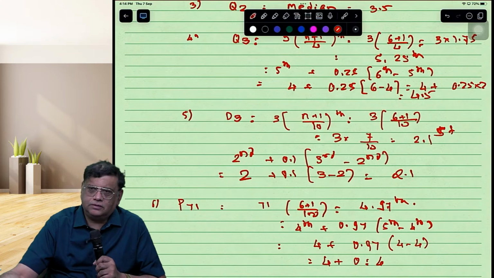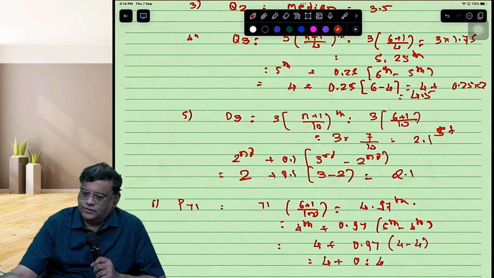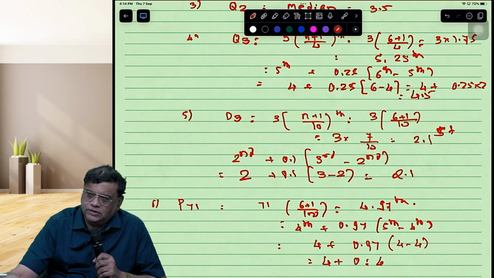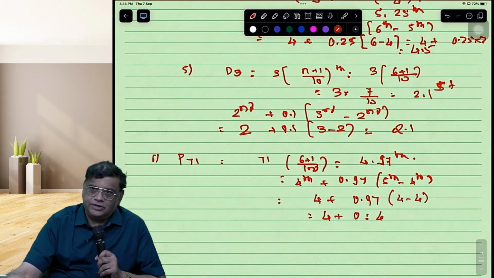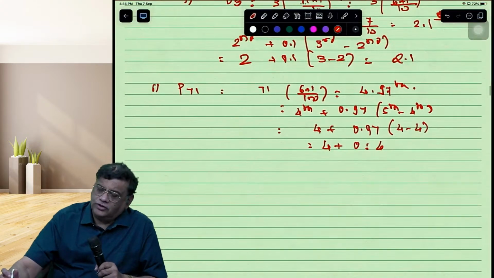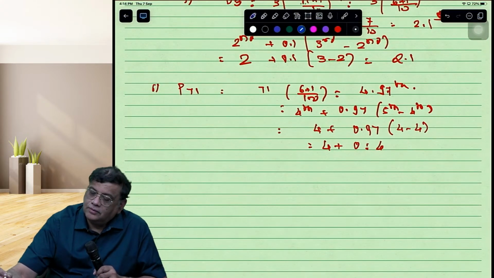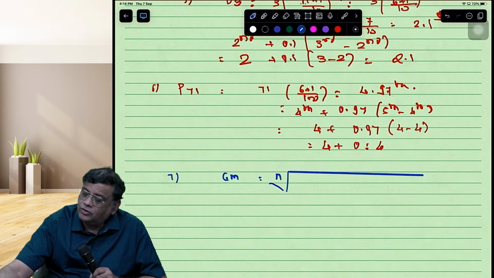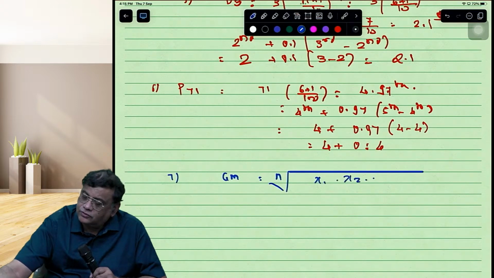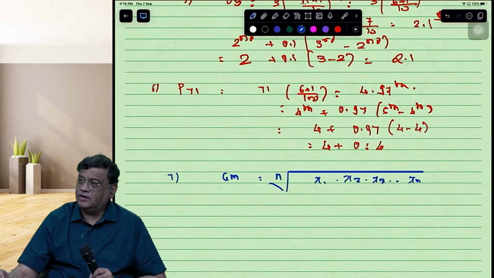Now, my question to you is, look at me. I now need to find what is called geometric mean, okay? Now, what is geometric mean? Geometric mean is the nth root of product. Geometric mean is the nth root of x1 into x2 into x3 into up till xn. You have to take a product and nth root of that.